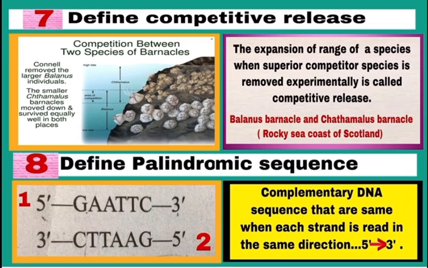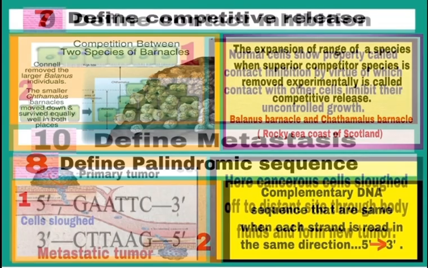Eighth definition, palindromic sequence. Complementary DNA sequences that are the same when each strand is read in the same direction from 5' to 3' end. See the example. Read number 1 strand of DNA from its 5' to 3' end. It is GAATTC. And now read number 2 strand of DNA from 5' to 3' end. It is also GAATTC. So, such type of sequence is called as palindromic sequence.